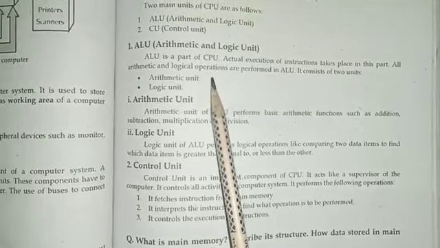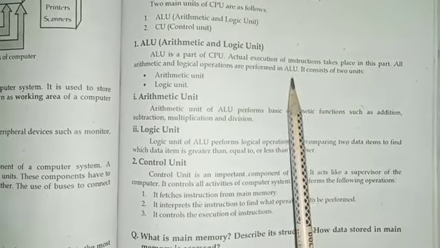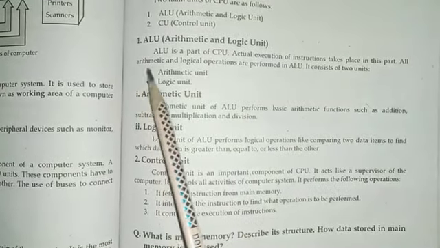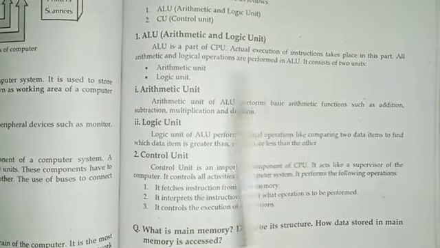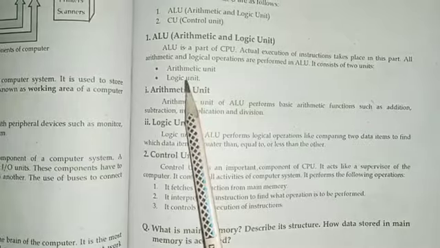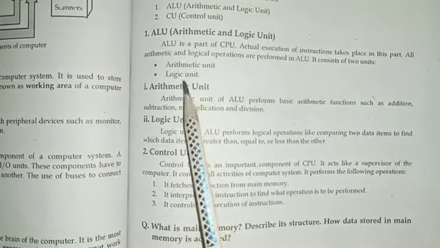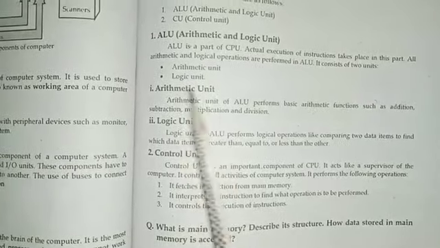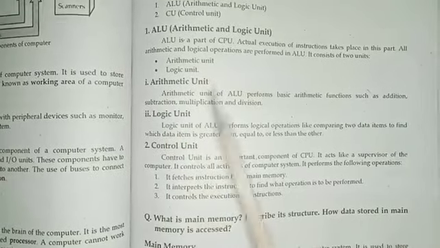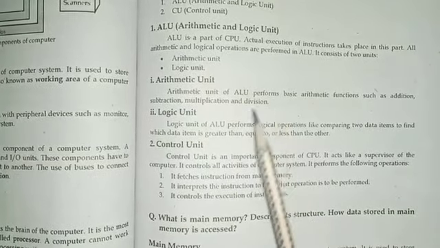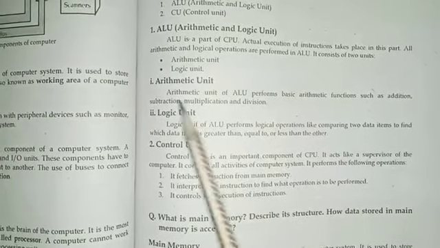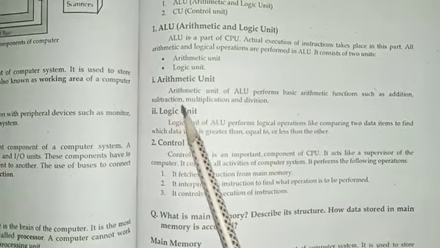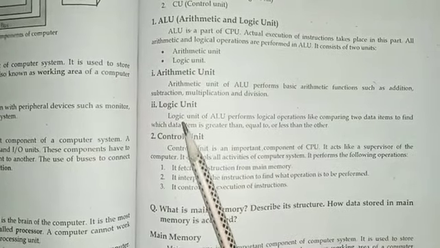ALU is a part of the CPU. Actual execution of instructions takes place in this part. All arithmetic and logical operations are performed in the ALU. It consists of two main units, which are discussed here: the arithmetic unit and the logical unit. The arithmetic unit of the ALU performs the basic arithmetic functions such as addition, subtraction, multiplication, and division.